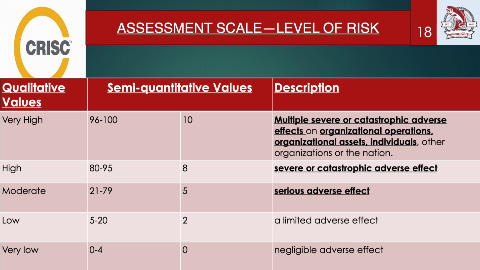Low is a semi-quantitative value, that is 2, a limited adverse effect. Friends, low risk refers to a situation where there is a relatively low likelihood of a negative event occurring. In this case, it is a threat event which is something that could potentially cause harm or damage. Understood? Description: a limited adverse effect. Friends, if a threat event does happen, it has the potential to cause a negative impact, right? That is minimal in scope. The consequences could be noticeable but not severe, and they would likely not cause significant disruption, right?